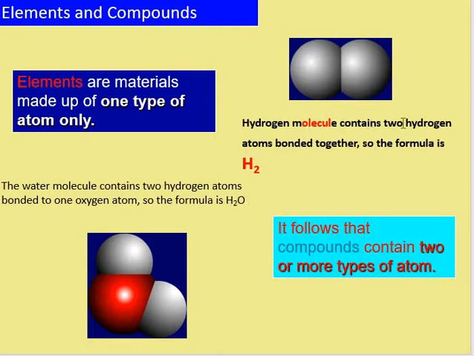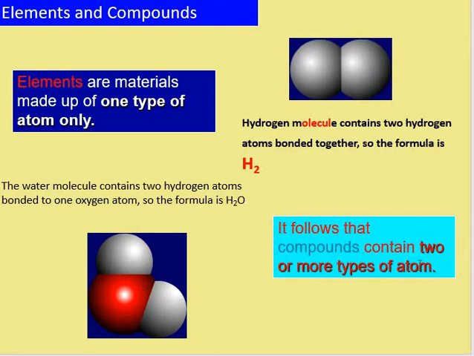A molecule contains two atoms bonded together. So it could be, for example, these two grey spheres represent hydrogen. It could also represent many water molecules, two hydrogens and an oxygen. The red represents oxygen, the grey represents hydrogen. So a molecule contains two bonded elements together. So there could be many molecules of water that are bonded together.